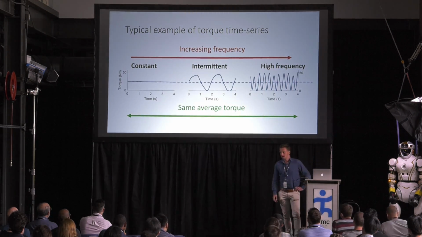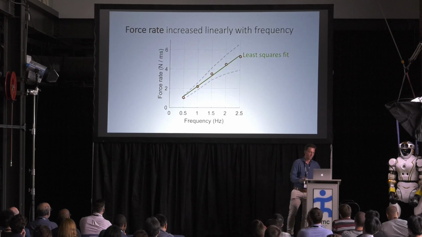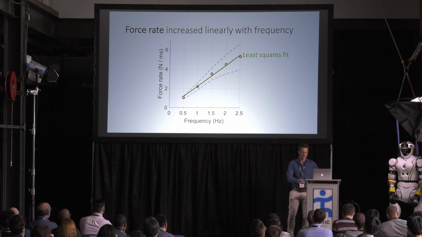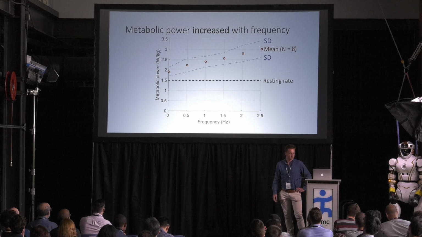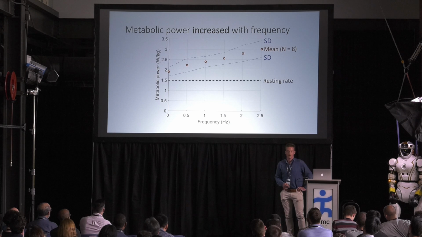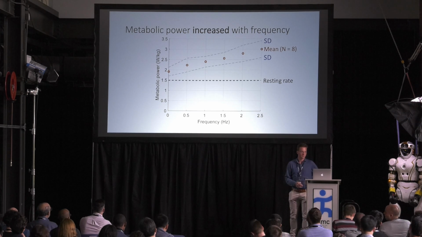Here's a typical example of torque during three different conditions that differed in frequency, but were the same in average torque. Here we see that force rate, or actually average absolute force rate, indeed increased with the frequency of the torque time series. And this is our main result. On the vertical axis is metabolic power shown in watts per kilogram, and on the horizontal axis the frequency, and all subjects showed an increase of metabolic power with the frequency.